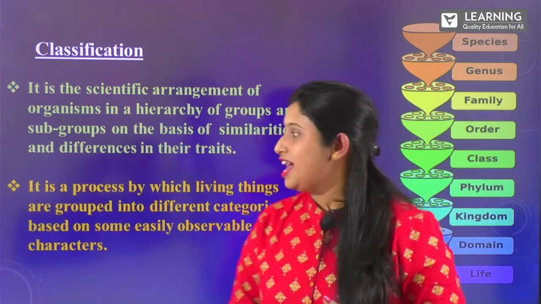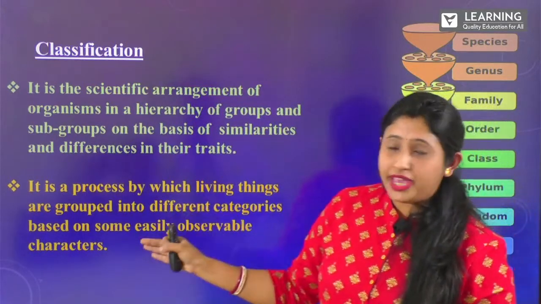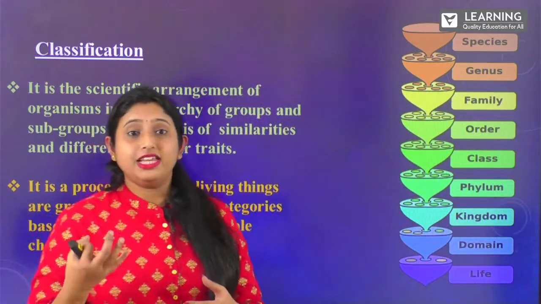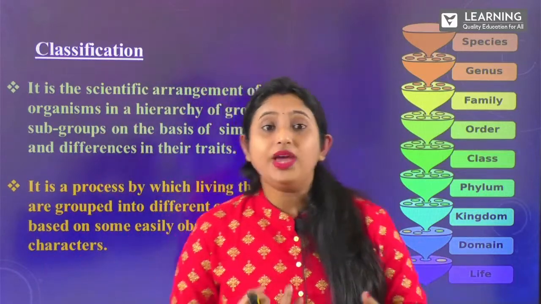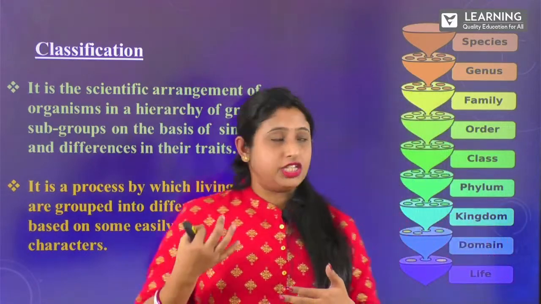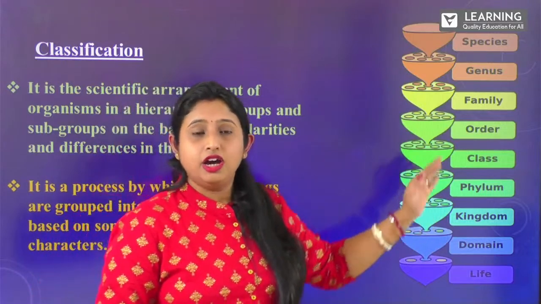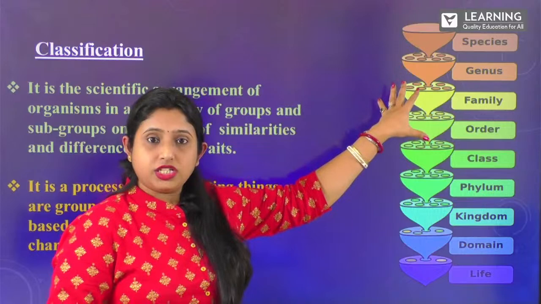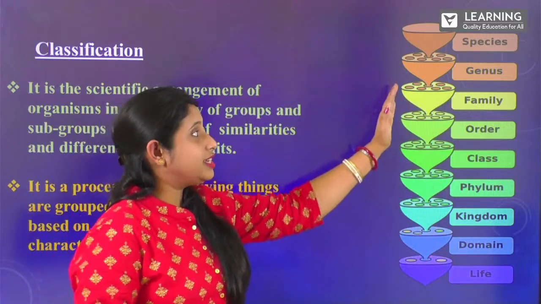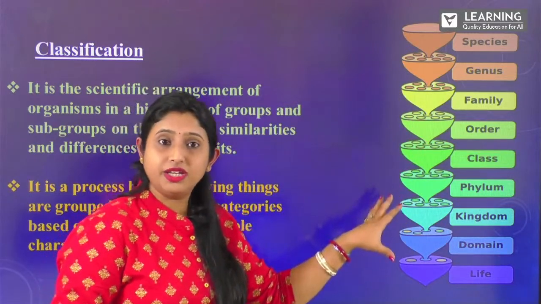Clear? Okay. So next, it is the process by which living things are grouped into different categories based on some easily observable characters. So based on some easily observable, that means morphological features, we can categorize the living organisms. Clear? That is about your classification. So you can see here, this is a taxonomic hierarchy which shows that from the species, species is the lowest one and the kingdom is the highest one. And then that is the life. So you can see this is the classification, how the taxonomic hierarchy is being done and the organisms are being classified.